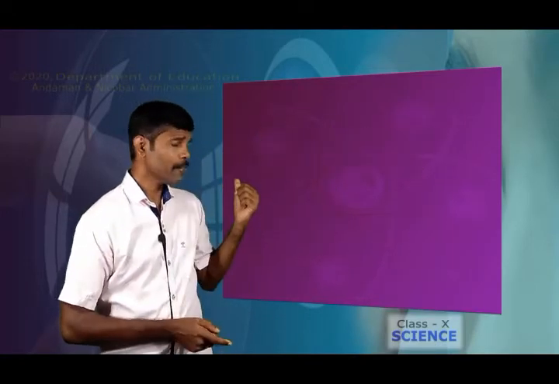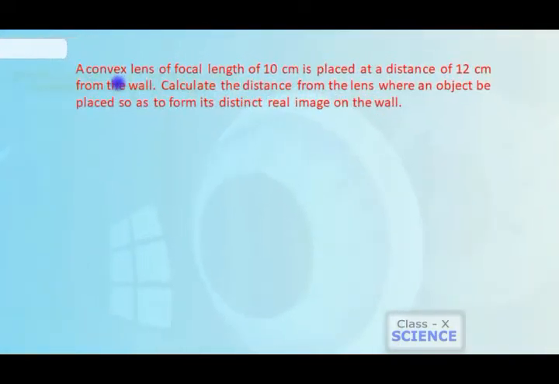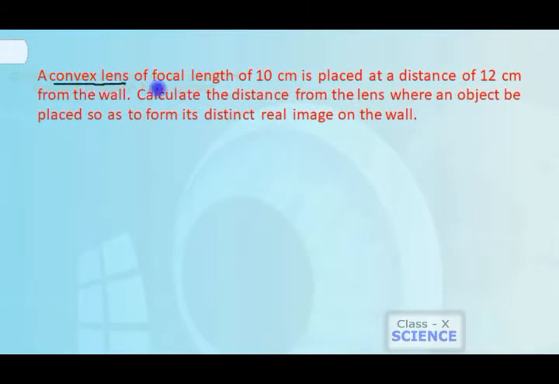Look at the screen here for the first question. Look at the question very carefully. A convex lens of focal length 10 cm is placed at a distance of 12 cm from the wall. Calculate the distance from the lens where an object be placed so as to form its distinct real image on the wall. So here convex lens is used.